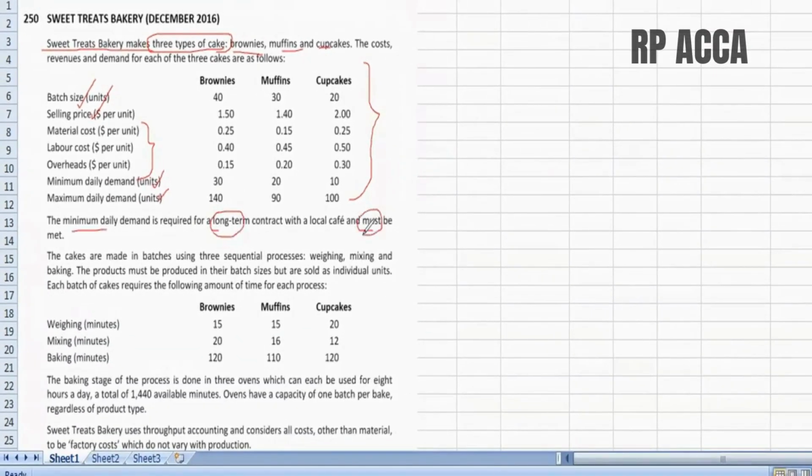Now comes the data related to the process of making cakes. So it's made in 3 processes: weighing, mixing, and baking. And it's given here that they need to do all of these processes in batches. And the minutes required for 1 batch for each process is given below. 2 things to note down here. It's given in minutes, not hours, and these are minutes per batch, not per unit. Further, it says that the baking stage has some time constraint, so the total available minutes are 1440.